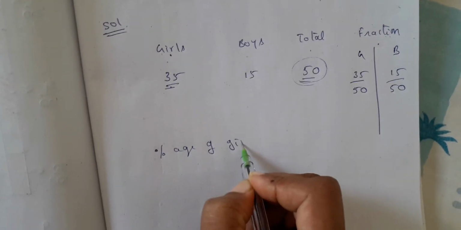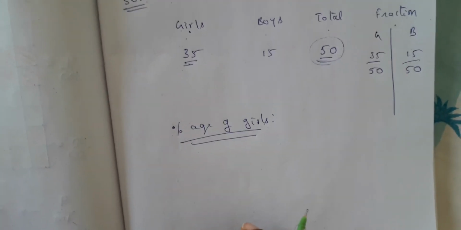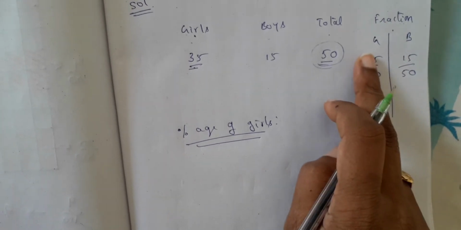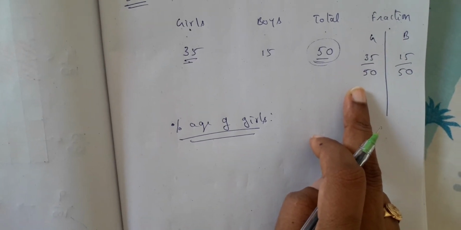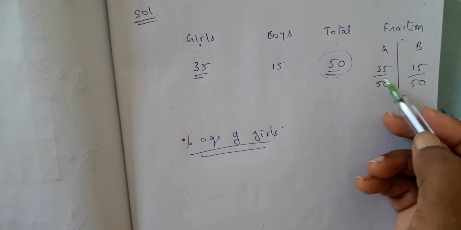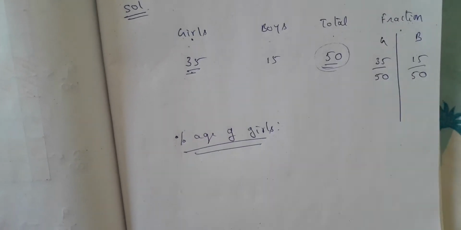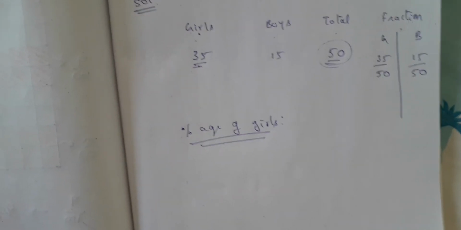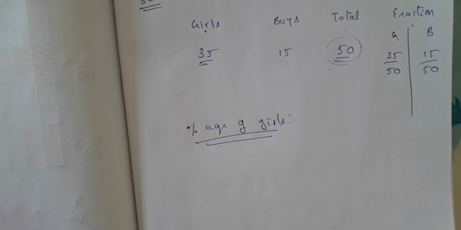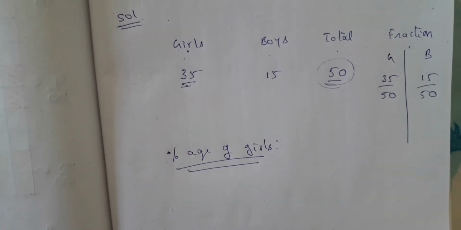Now percentage of girls. How are we going to write it? Now you know the fraction of girls. How many are there? 35 out of 50. So now this one you have to convert to make a percentage. If you have 100 in the denominator, your job will be very easy to say how much percentage you have. So I will do the first method.